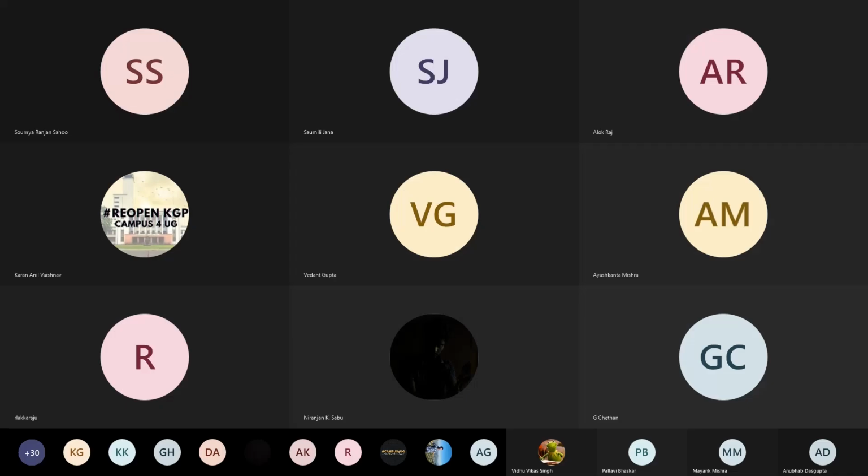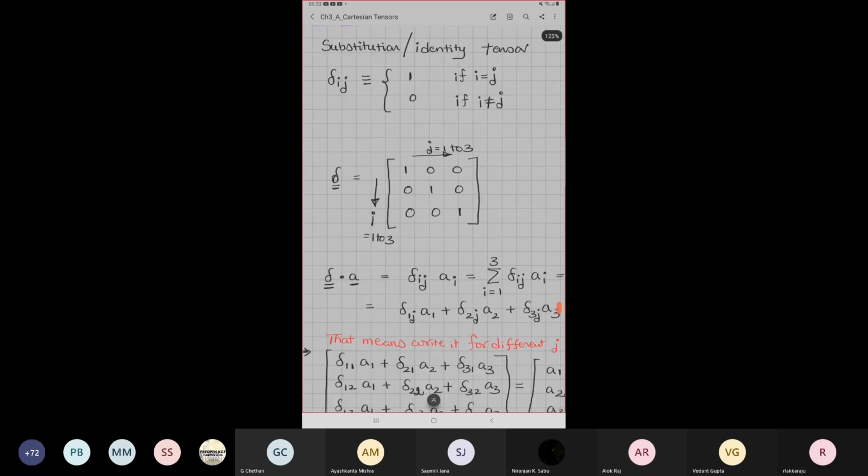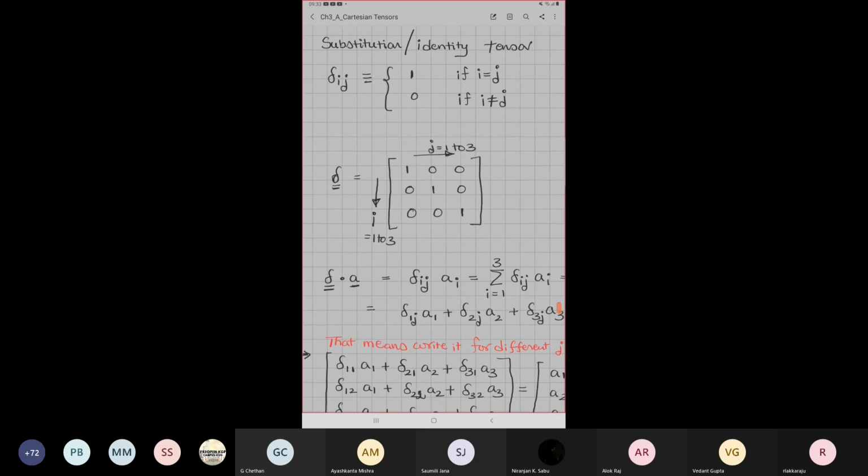We try to really learn about scalars, vectors, and tensors, and we are going to continue in that line further, trying to learn something like a special operator named the Kronecker delta. It is more like your identity matrix. For example, here I'm showing delta as 1 0 0, 0 1 0, 0 0 1 in 3 dimensions.